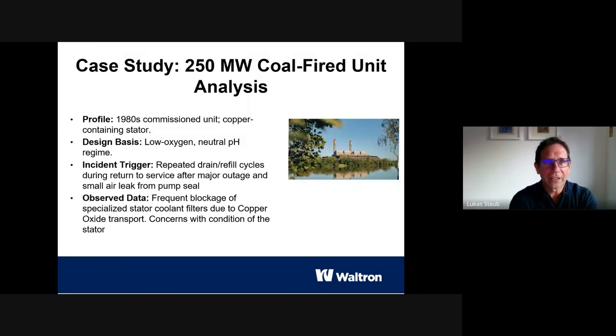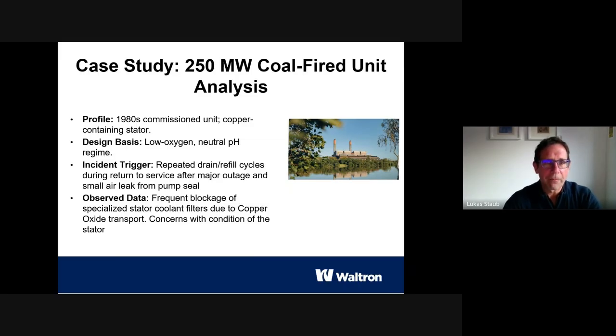Now getting into the case study. We're talking about a 250 megawatt coal-fired power station here. It was commissioned in 1980, copper-containing stator, of course, and the design basis is that low oxygen neutral pH regime that I mentioned before. This is a typical one where we want to be below that 20 ppb range in dissolved oxygen.